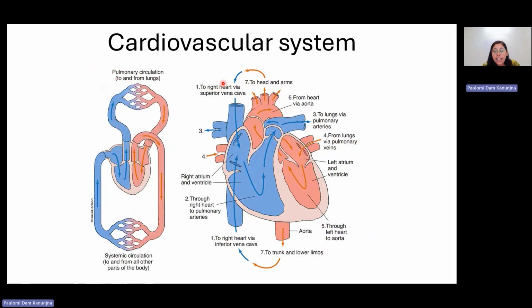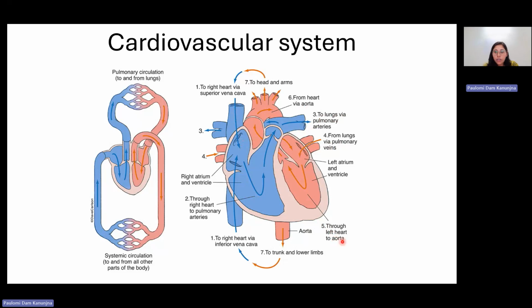Right. So the first one is for the right heart, via the superior vena cava, which is basically bringing blood from all the different body parts. It enters the atrium, enters the ventricle, and from there goes to the pulmonary arteries and moves out. That's one circulation. Now, from your pulmonary veins, you have the oxygenated blood coming into the left atrium, goes to the left ventricle, and then leaves the heart via the aorta, right?